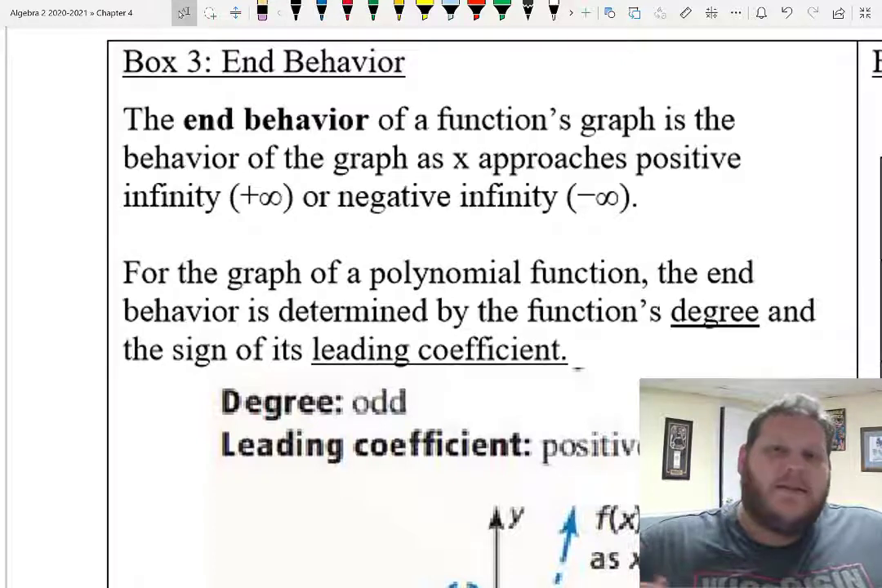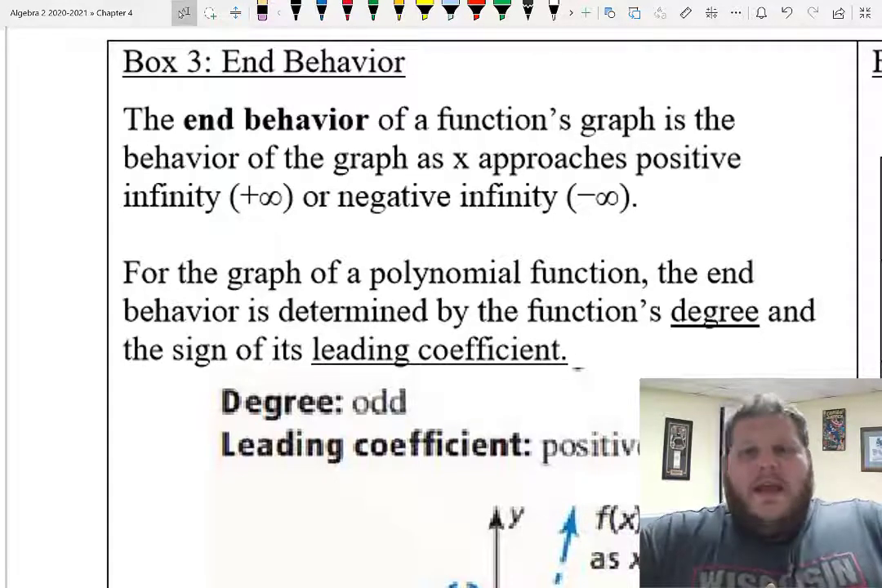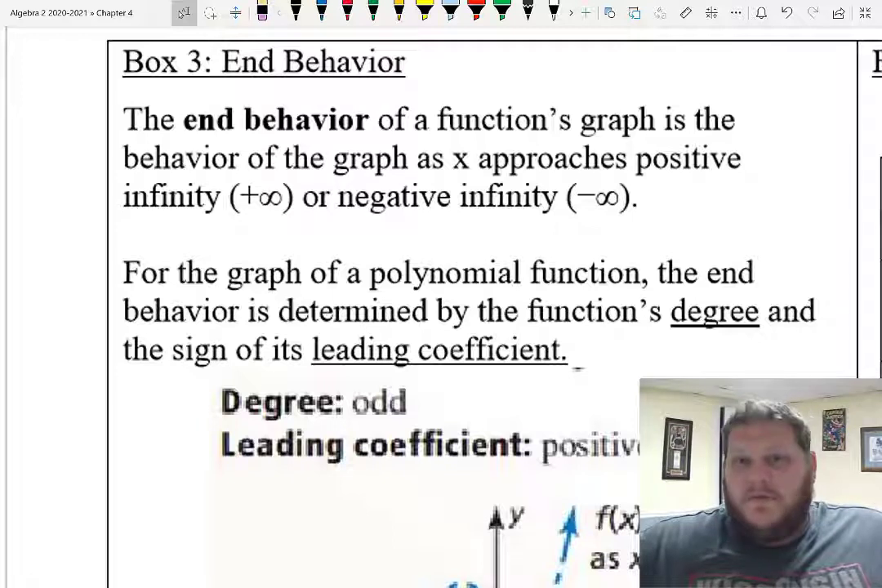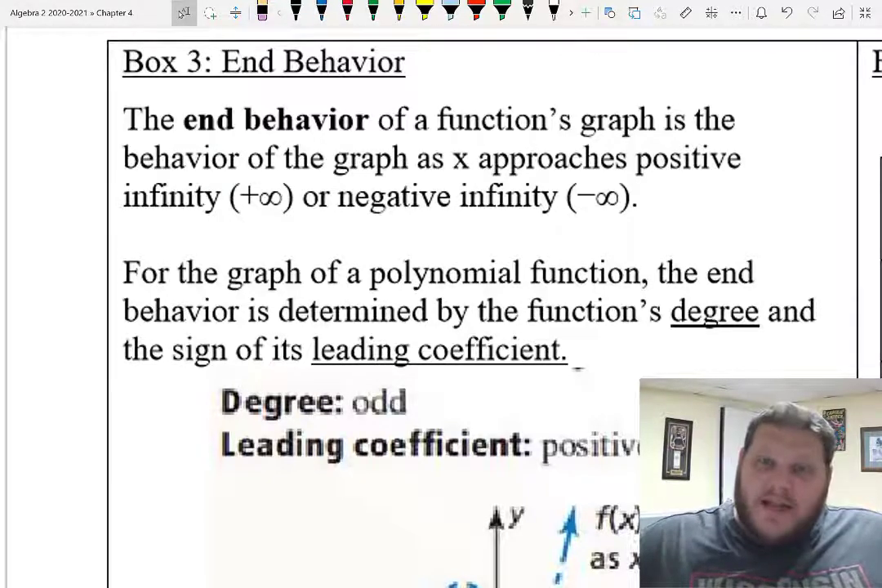As x gets bigger and bigger on into infinity in the positive direction, and x gets really, really small in the negative direction, toward negative infinity, what happens to my graph? What do the ends do? Do they go up? Do they go down? Does it alternate, one goes up, one goes down? Which side does that happen on?